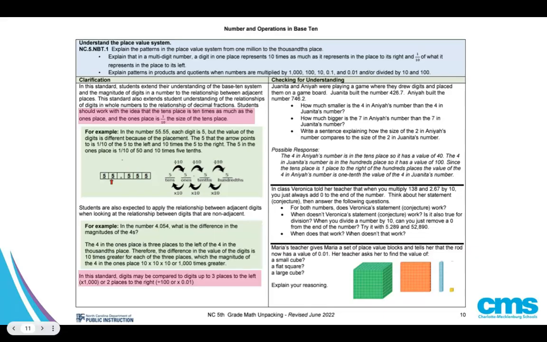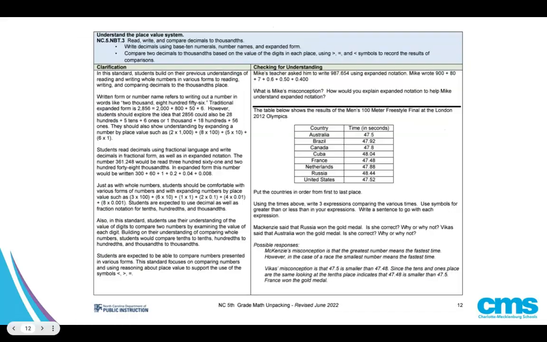I also noticed that students can compare 3 places to the left, that is times 10, times 100, or times 1000, but only two places to the right, divided by 10 or divided by 100. Or we could think of that as times 1/10 or times 1/100. We might also notice that 5th graders work with digits from thousandths to 1 million. And for NC 5 NBT 3, it's pretty straightforward.